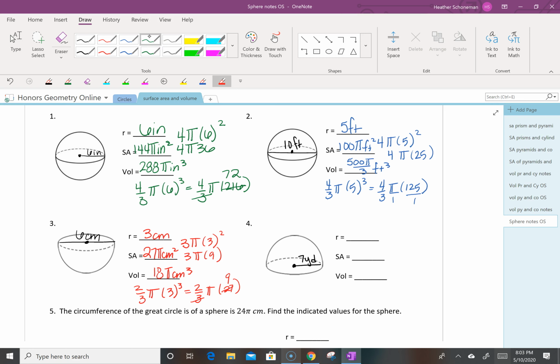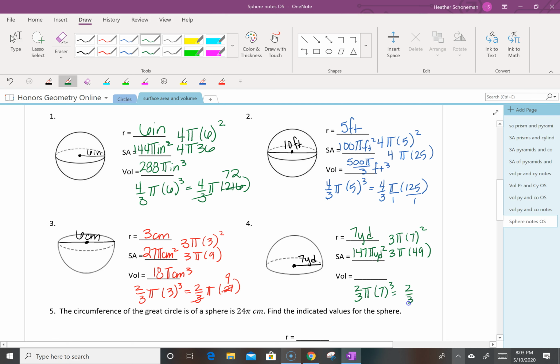Okay, number 4, the radius is 7 yards. The surface area is going to be 3 pi times 7 squared. So we have 3 pi times 49. 3 times 49 is 147. So we get 147 pi yards squared. Volume, 2/3 pi times the radius cubed, so 7 cubed.